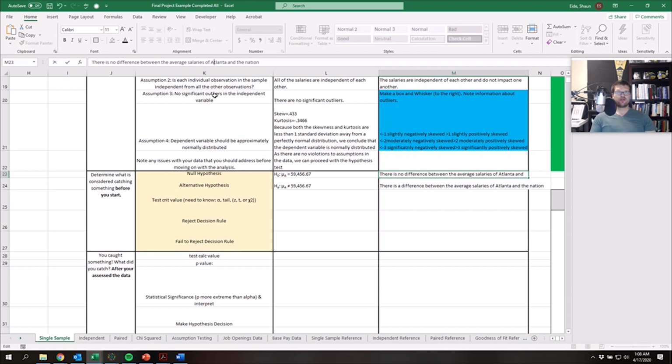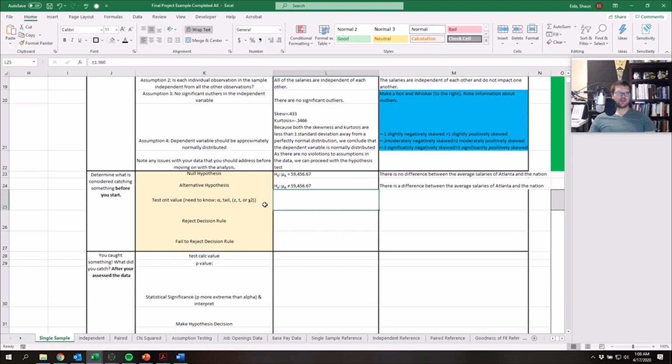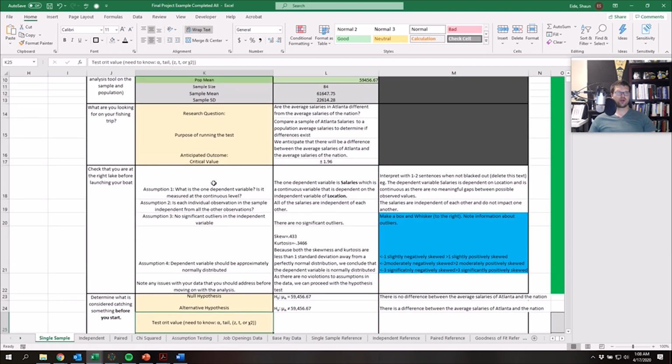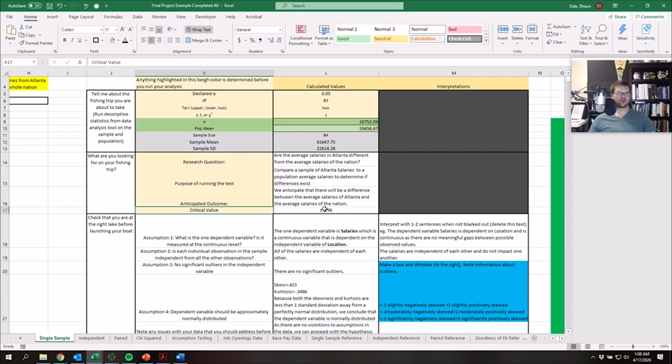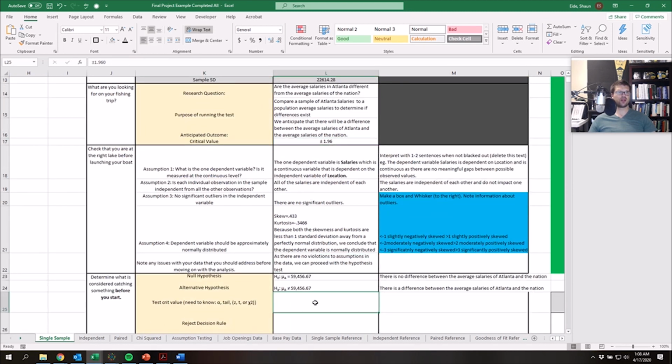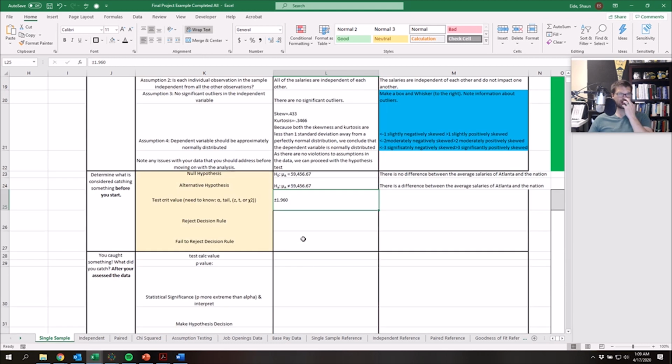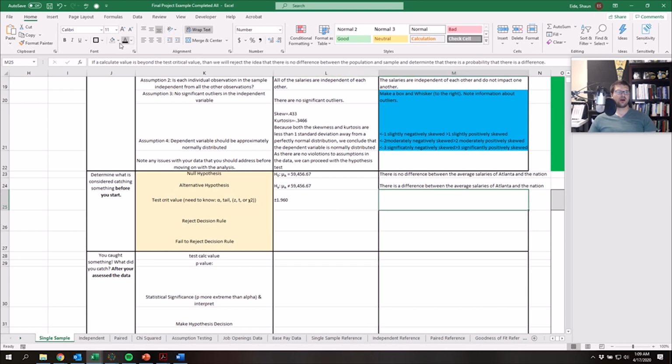So we've got the alternative and we've got the null hypotheses, and then the next thing that we're going to do is the test critical value, which we already have. The critical value is plus or minus 1.96. So let's just put it right there again, plus or minus 1.96. We know the tail, we know everything about it, and now what we need to do is make the decision rules, okay?